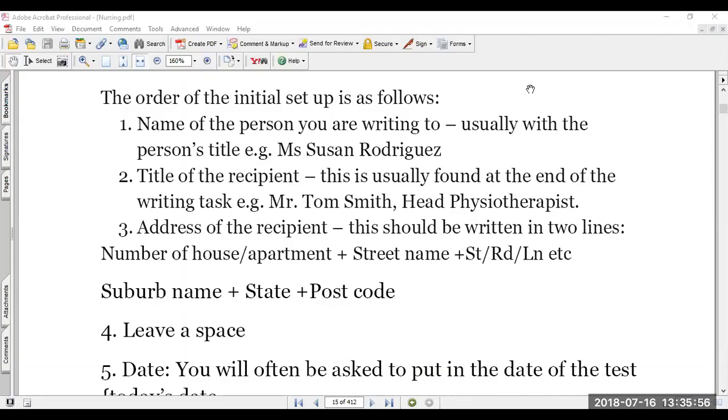So in today's session, because there are some new students joining in, we'll be discussing the basic address format. After that, we'll have a discussion on the use of articles and then writing a letter to the community nurse. So let us first look at the format for address.